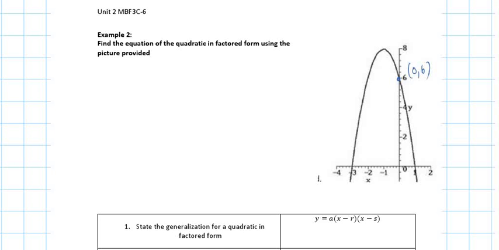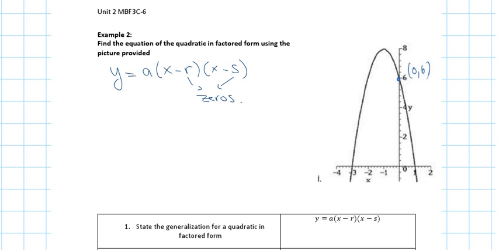Okay, so we're talking about quadratic equations in factored form. As we did with the vertex form, where we had to find an equation of the quadratic function in vertex form, we're going to do the same thing, but now in factored form. Recall that the factored form is y equals a times (x minus r) times (x minus s), where r and s are your zeros.